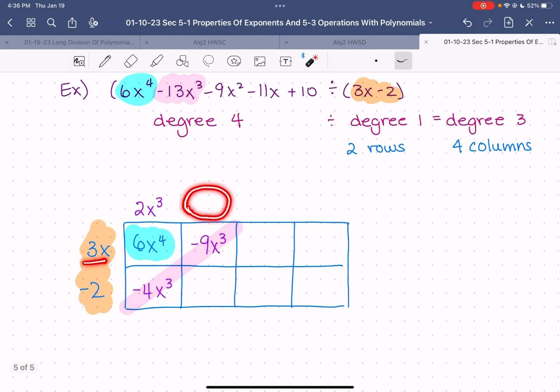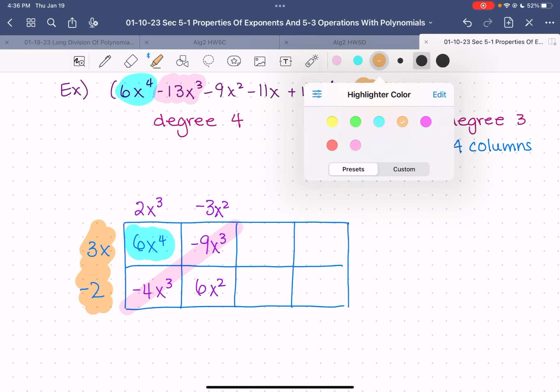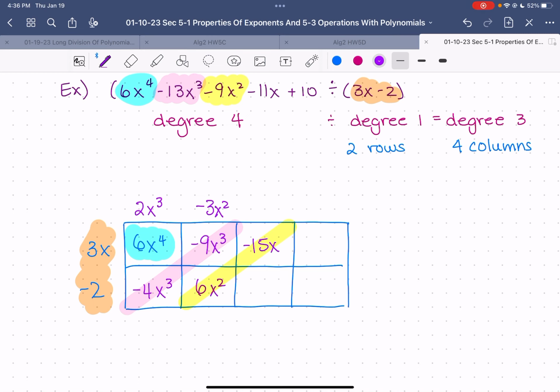And now you do the whole thing over again. What times 3x is negative 9x squared? It's going to be negative 3x squared. Multiply it by negative 2, you're going to get positive 6x squared. Now these 2 boxes in the diagonal should add up to negative 9x squared. So you're going to need a negative 15x squared. These add up to that.